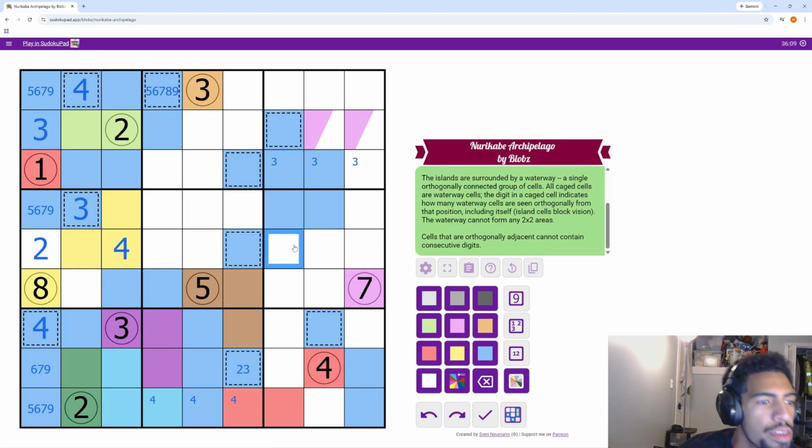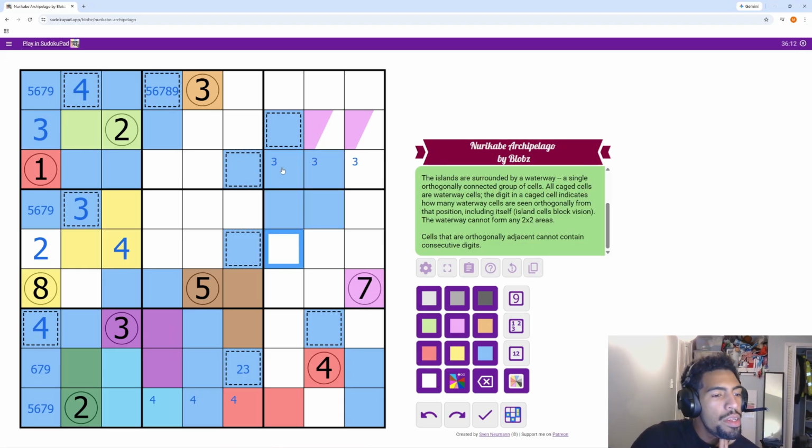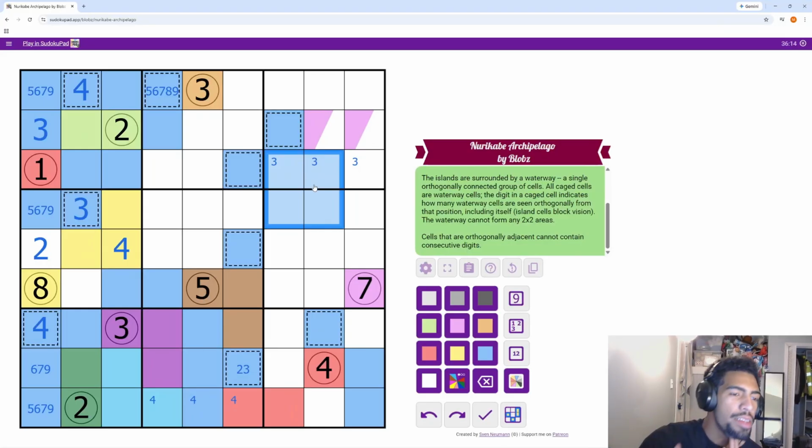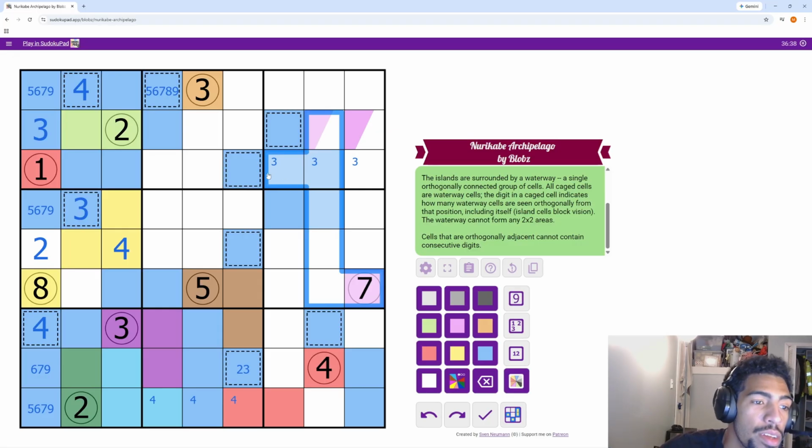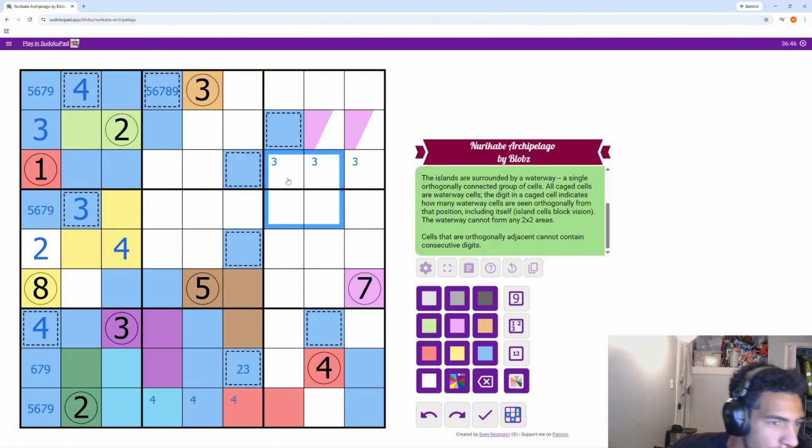Let me think about this. Because one of these has to be pink. One of these has to be pink. And can I get to this cell and get one of these cells? 1, 2, 3, 4, 5. No, I cannot. That's 8. And this is 3. Well, this is 3. This is 7. Okay. So any of these could be pink. All right. So maybe not too interesting.